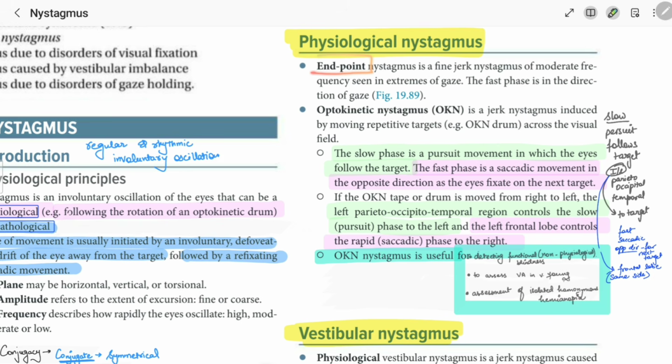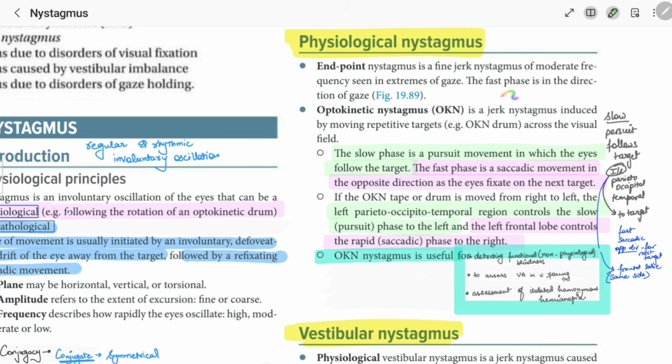Now coming to the first one, the endpoint nystagmus. This happens when a person is seeing in extremes of gaze. Like, suppose a person is seeing to extreme left or to the extreme right. Then, at the end point, the person may experience nystagmus, and this is totally physiological. This is a fine jerk nystagmus of moderate frequency, and the direction of gaze.